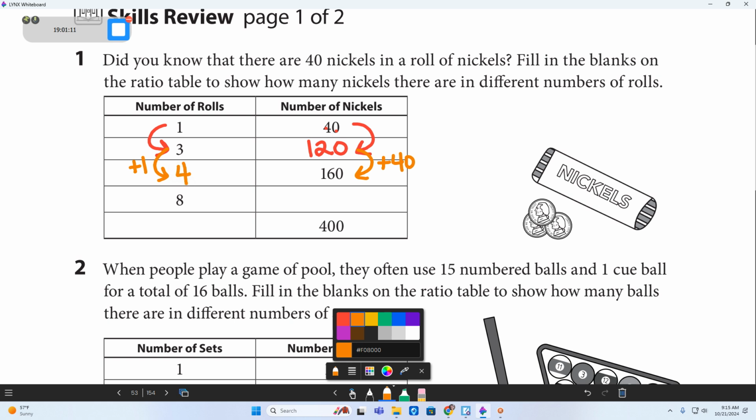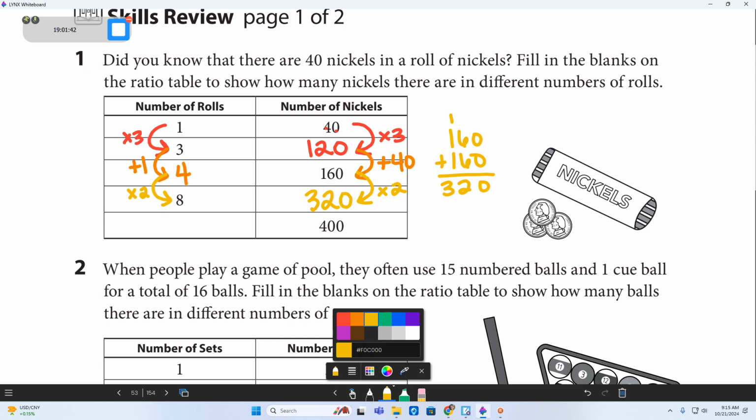Okay. I think I see some doubling. If you double this, right here, let me write multiply by 3 up here. Okay, and you don't have to draw these little curvy arrows, but maybe to sort of show what I'm thinking. All right, if we double the number of rolls, that means we need to double the number of nickels. So 160 doubled would be, and I'm using repeated addition, 320.